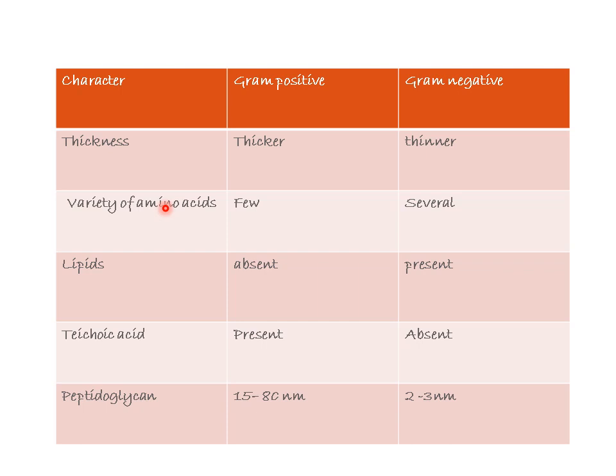So this is a basic table showing difference between the cell wall of gram-positive and gram-negative organisms. As we have already seen, the cell wall of gram-positive is thicker, that of the gram-negative is thinner. There is fewer variety of amino acids in gram-positive, but there are several amino acids in case of gram-negative organisms. Lipids are absent in gram-positive, but they are present in gram-negative. Teichoic acid we have seen is a component of gram-positive cell wall, but it is not there in the gram-negative cell wall. Most important is the thickness of peptidoglycan, which is about 15 to 80 nanometers in case of gram-positive, and it is only 2 to 3 nanometers in case of gram-negative organism.